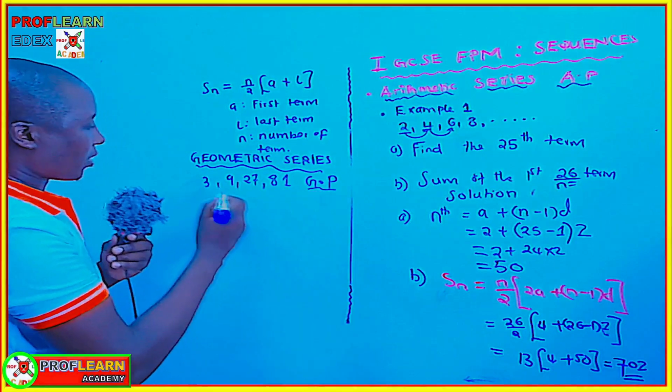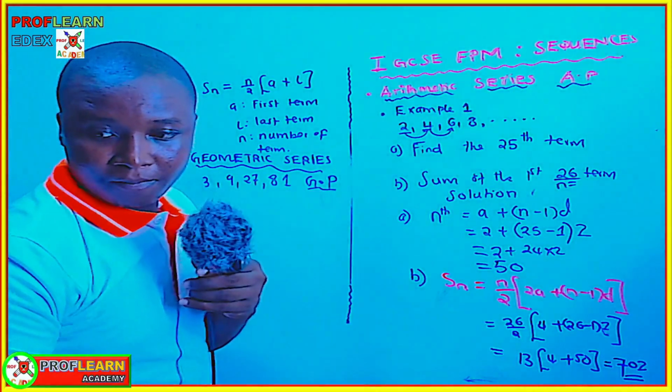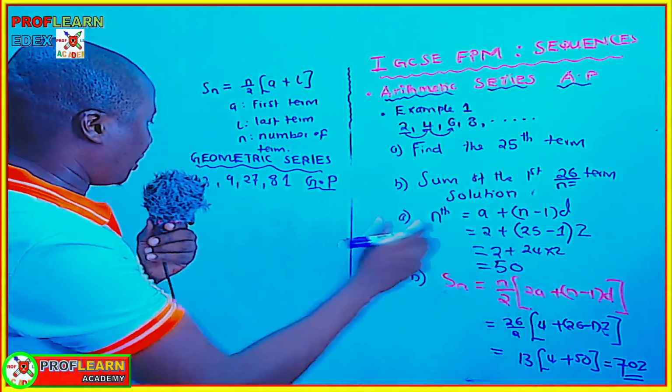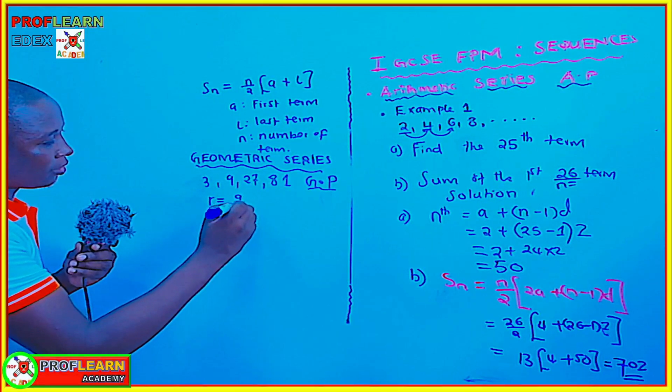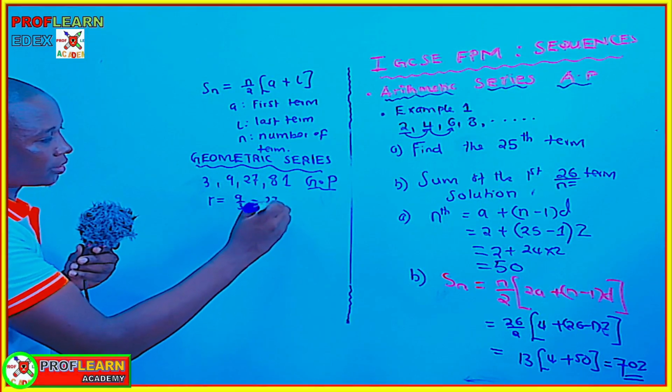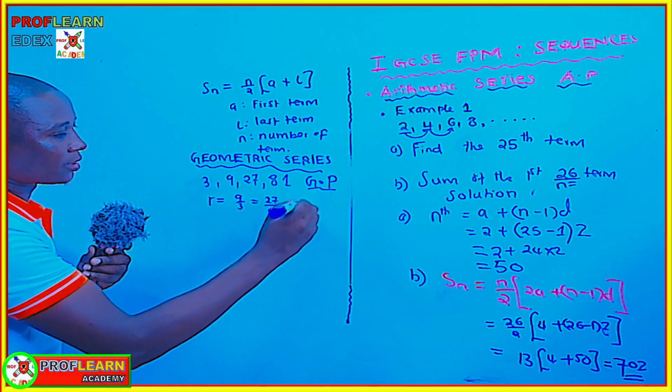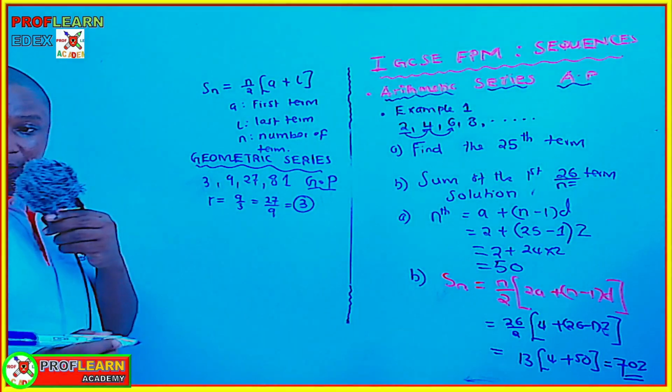Because you can see you don't have a common difference as in the other case that we were having here. So you can get the common ratio, and the common ratio is 9 over 3, which is the same as 27 over 9, and that is 3. The common ratio is 3.